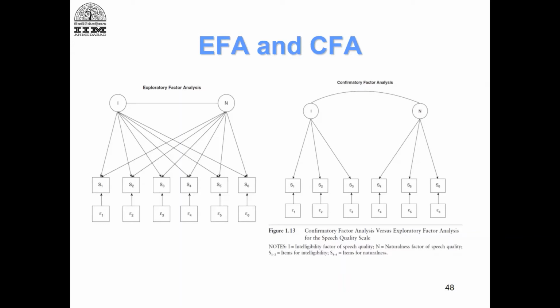If you are using an already validated scale, you should never do EFA, you should just do CFA. Remember, we will never do EFA and CFA on the same sample. That is principally wrong, because if you have explored the factor structure on one sample, you should not confirm that factor structure again on the same sample. You've got to take different samples to show that your factor structure actually holds on different samples, and not on the same sample.